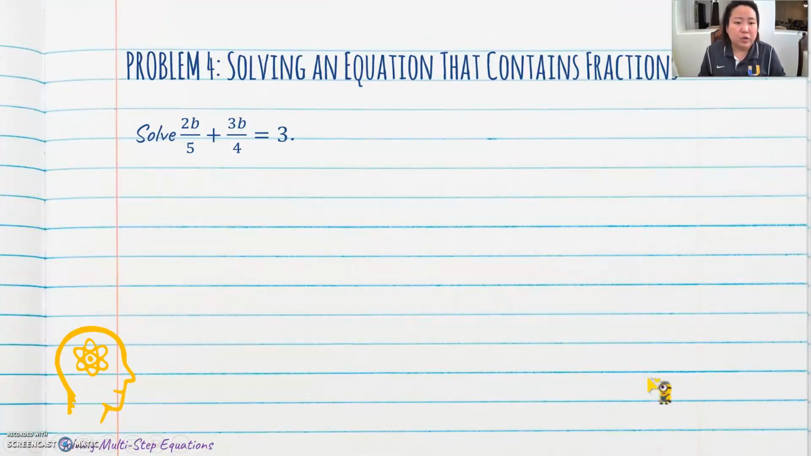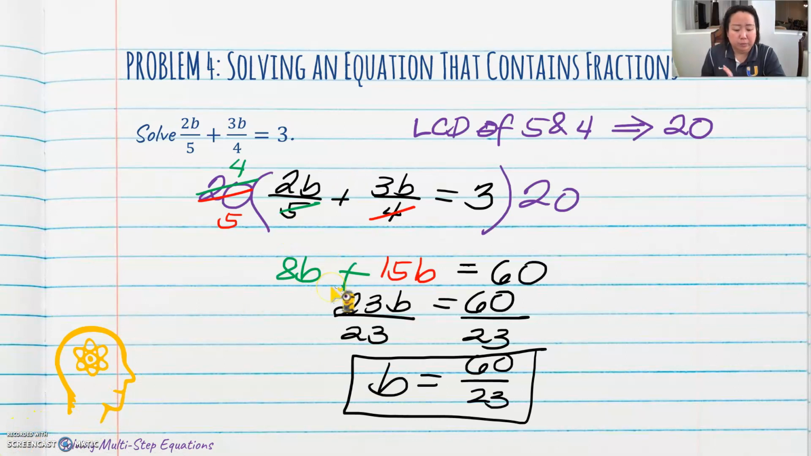So let's have another example. This time, as you can see, it's addition, but then you have different denominators. So go ahead, try this one out on your own. If you're going to use the previous example as a pattern, you will see that you need to find first the LCD, 5 and 4. The LCD of that will be 20. So everything needs to be multiplied by 20, and you can have it simplified as 8b plus 15b equals 60. And ultimately, you will solve b as 60 over 23.